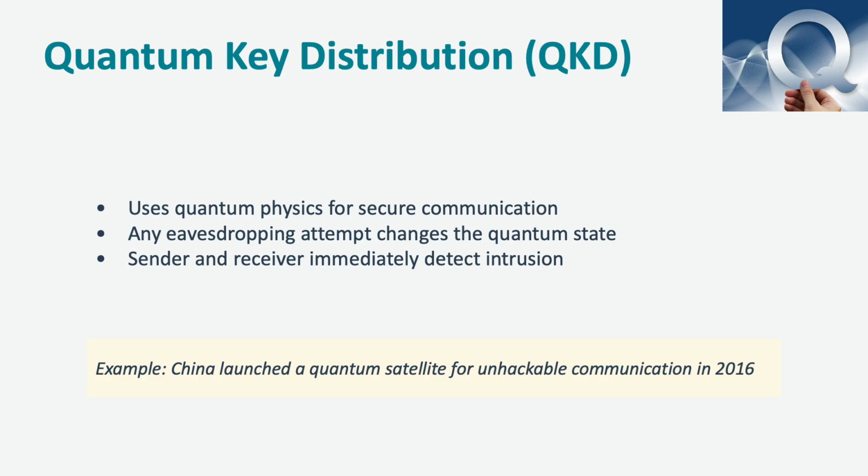China has already demonstrated this technology on a large scale, launching the Micius satellite in 2016 to perform quantum key distribution between ground stations thousands of kilometers apart. And in American, we can say thousands of miles apart. While QKD systems are currently expensive and have limitations, they represent one possible path towards secure communication in the quantum age.